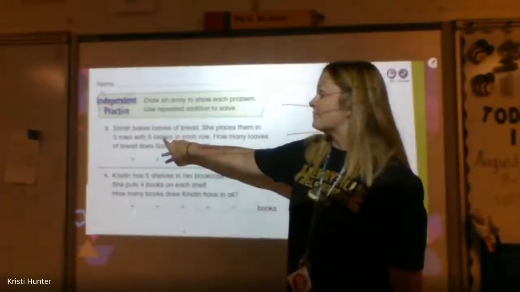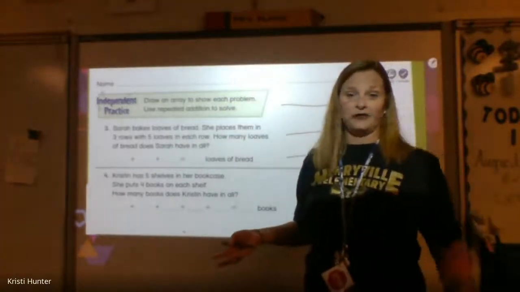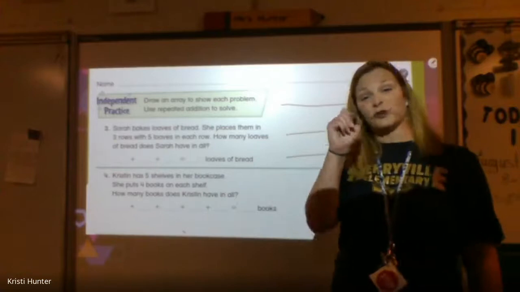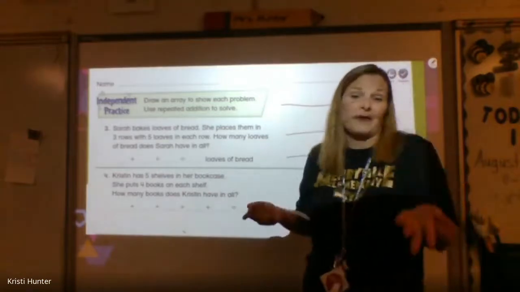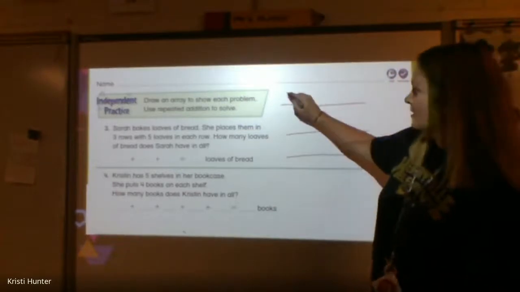Okay, and it says 5 loaves in each row. Again, I'm not going to be a bread drawer here, so I'm going to either use circles or squares. You can use whatever you want, but I need 5 in each row.